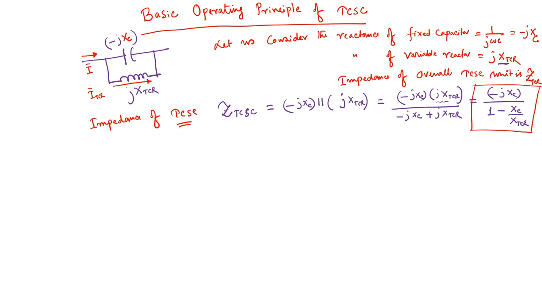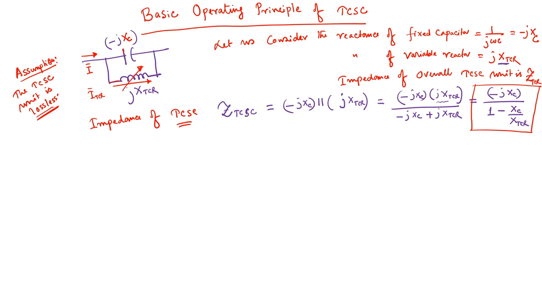Here we know that we have already taken an assumption. What is our assumption? Our assumption is that the whole TCSC unit is lossless. Even though I do not mention it, you should understand at this stage that when we say the fixed capacitor reactance is minus JXC and the variable inductor reactance is JXTCR, we already consider this assumption that the TCSC unit is lossless.